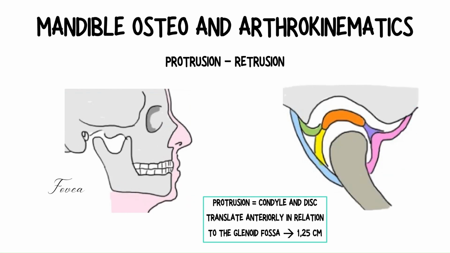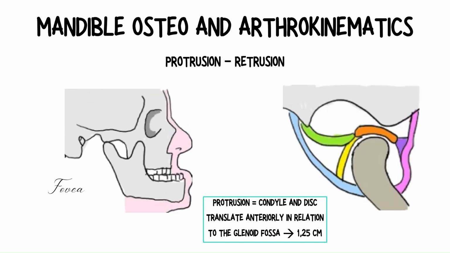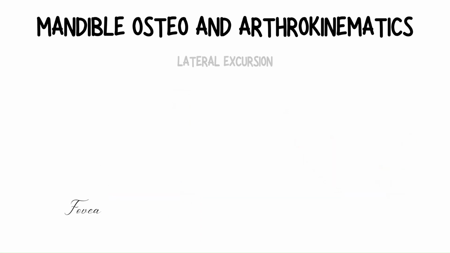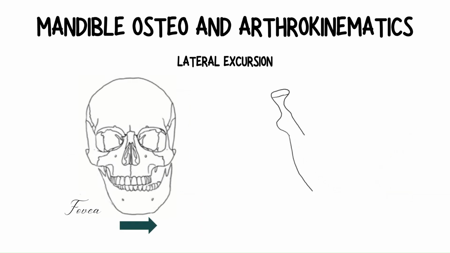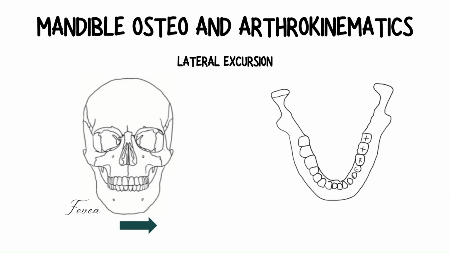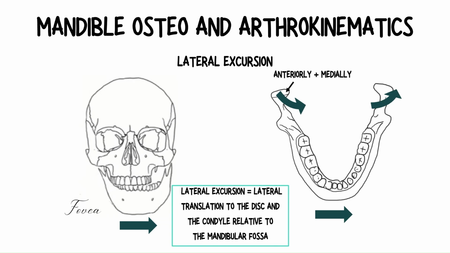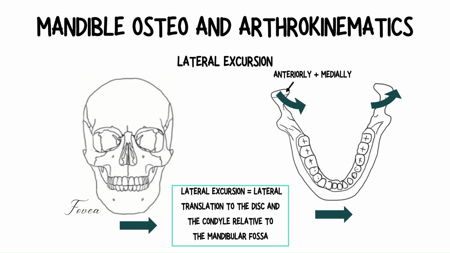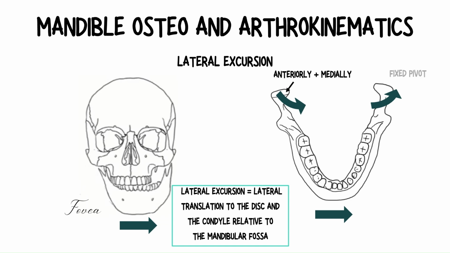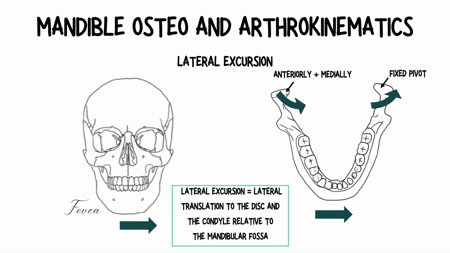During retrusion, the mandible slides posteriorly and slightly upward in the reverse direction. The translatory component is limited. Lateral excursion refers to the lateral translation of the disc and condyle over the mandibular fossa. The ipsilateral condyle has minimal movement, while the contralateral condyle moves anteriorly and medially. This movement is usually associated with slight rotation. The condyle on the side of lateral excursion acts as a fixed pivot that allows rotational movement of the contralateral condyle, generating a mean lateral displacement of the mandible of about 11 millimeters.